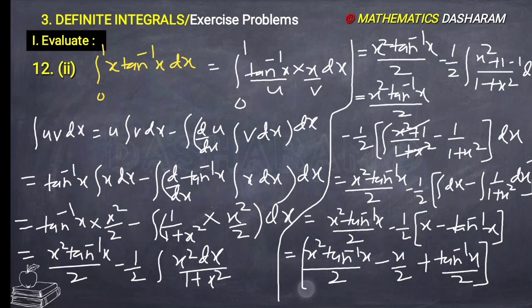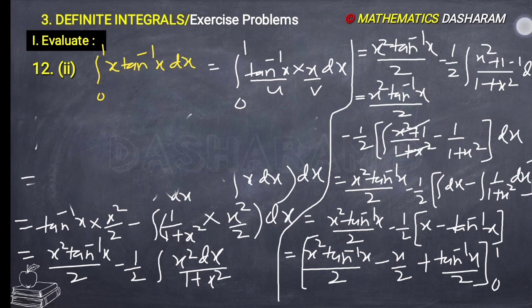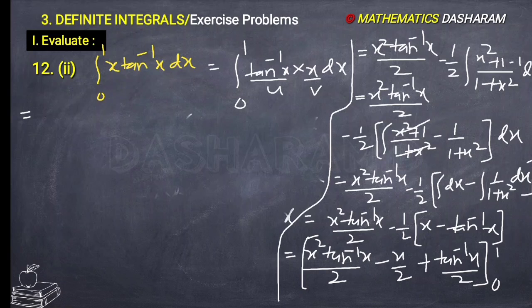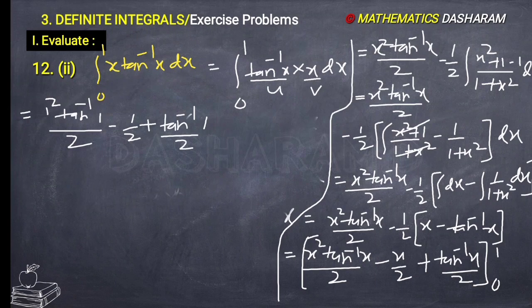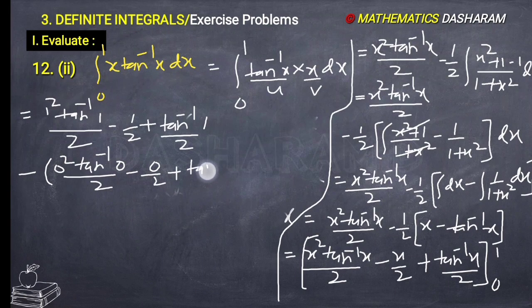Now write the limits 0 to 1. Okay, now substitute the limits. So first, upper limit: 1² tan⁻¹1 divided by 2 − 1/2 + tan⁻¹1/2, minus the bracket of lower limit: 0² tan⁻¹0 divided by 2 − 0/2 + tan⁻¹0/2.